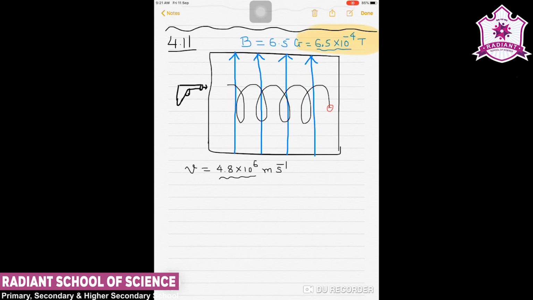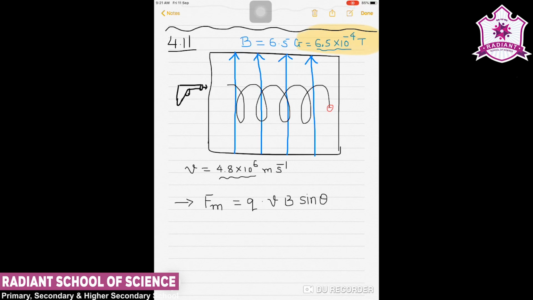So the perpendicular magnetic field exerts a force on the electron perpendicular to its path, and this force continuously deflects the electron from its path and makes it move along a circular path. Now we are asked to find the magnetic force on the electron. The magnetic force is given by Fm = qvB sin theta, and here obviously v and B are perpendicular to each other.